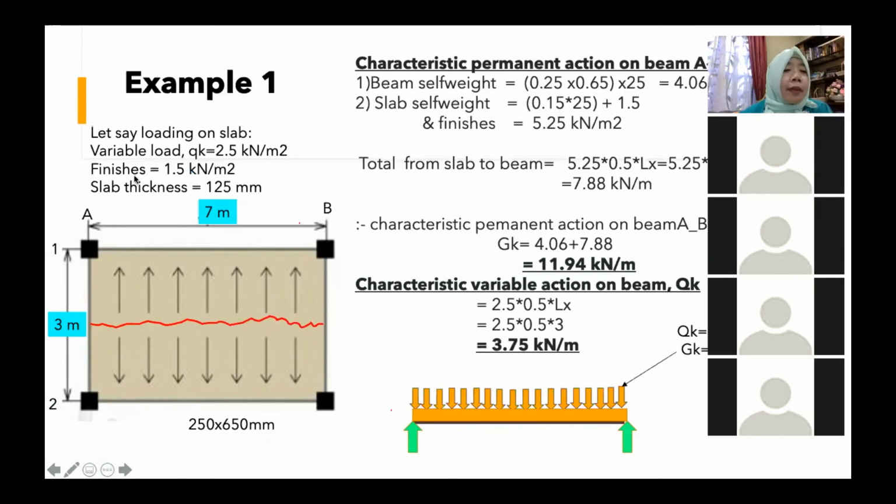Now we have finishes 1.5, slab thickness 150. Variable load QK here is 2.5, obtained from the table just now, BS 6399. And finishes we also calculate here: tiles, screeding, anything that cannot be moved in a room is called finishes, and the total is 1.5 kilonewton per meter square.